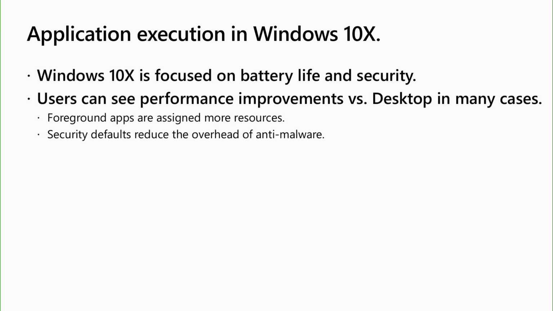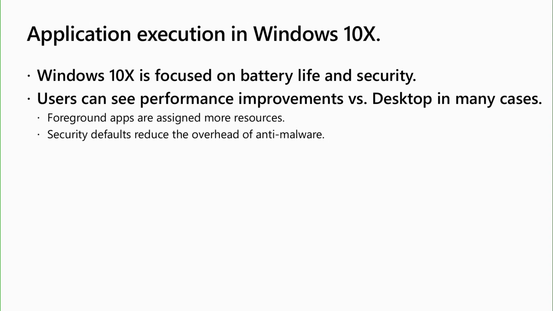So with the suspension and so on, how is application execution going to work in Windows 10X? Well, again, it's focused on both battery life and security, but we believe users will see performance improvements versus desktop in many cases, and a couple of reasons for that. The first one is that although the resources available to non-visible windows will be reduced, that means there are more resources available to the window the user is actually interacting with.